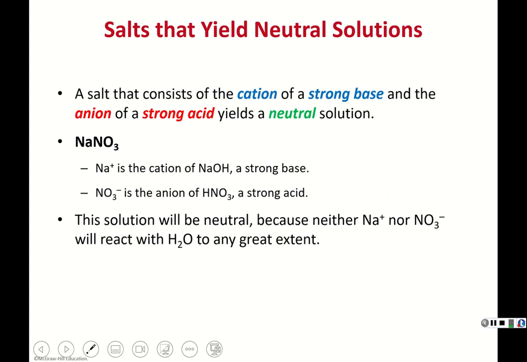Sodium, we wouldn't expect that to react, but in particular nitrate, when you put that into solution, right, it's not like an anion from a weak acid that we mentioned before that can take a proton from water, right? It's an anion from a strong acid, so it's going to be fully dissociated in water. So it doesn't really react with water to any great extent that would cause the solution to be acidic or basic.